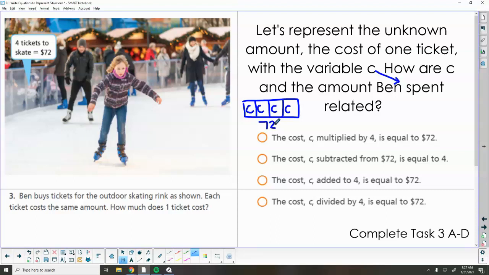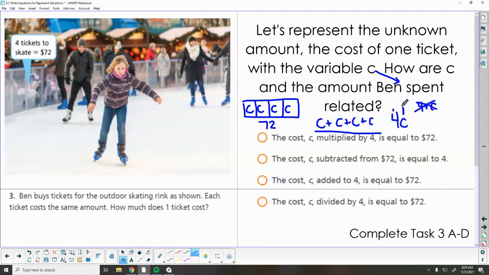So let's think about what are we doing here. So I could do C plus C plus C plus C, but repeated addition is better to do as multiplication. So how many C's do I have? I have 4 of them, 4 C's. So we're taking 4 and we want to multiply that by C. We can't just do 4 plus C. That means $4 plus another ticket. We need 4 tickets. This was like giving them a tip of $4. So adding is not going to work.